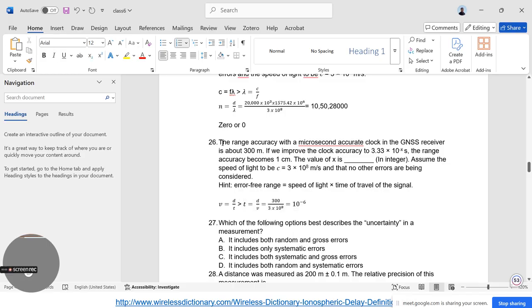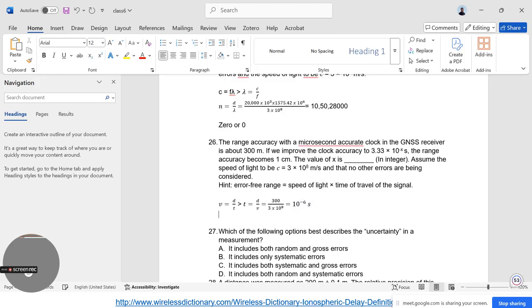Okay, so in the first condition, if we resolve line number 1, then for that receiver, positional accuracy is 300 meter and time accuracy is 10 to the power minus 6 second. Now this is the representation of the first line. What is the second line? If we improve the clock accuracy to 3.33 into 10 to the power minus x. Now here the clock accuracy is 10 to the power minus 6, or we can also write it as 1 into 10 to the power minus 6.